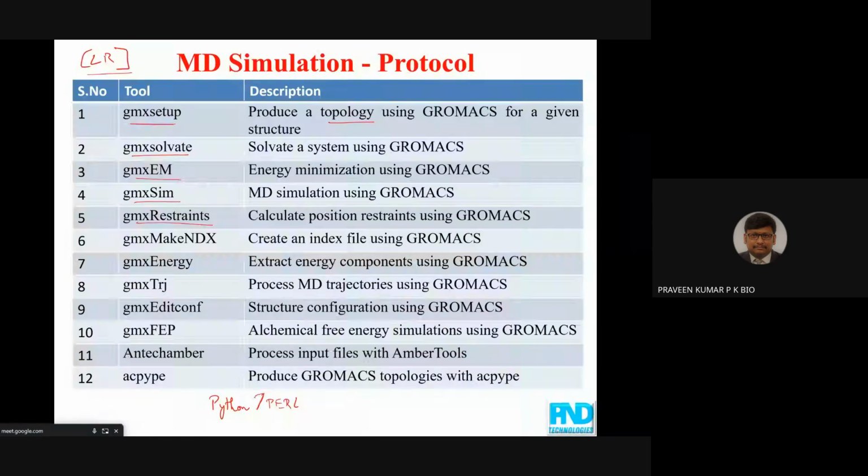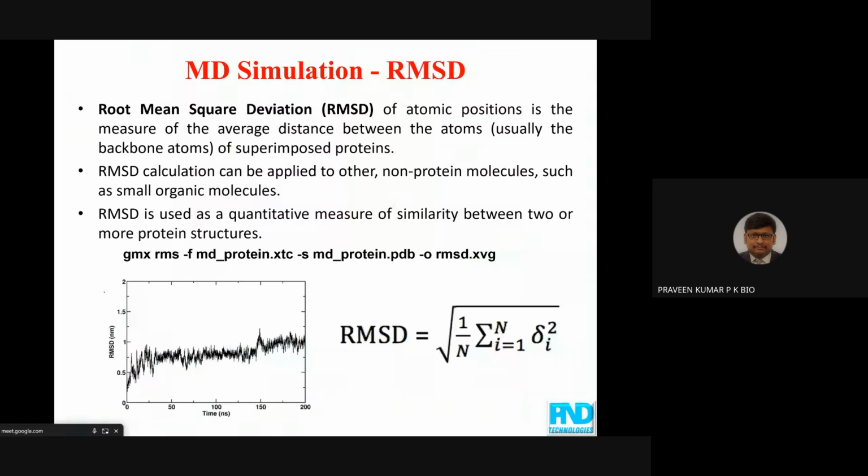So who knows all this? Only those working in the computational biology field. The remaining things I am taking you through from the beginning, anyone can practice. But for this, one should have a workstation and work with the Linux operating system. One should have knowledge of Linux commands. To create an index file, use GMX make_ndx; to extract energy components, GMX energy, GMX trajectory, GMX editconf. So like this, you can see the number of programs.